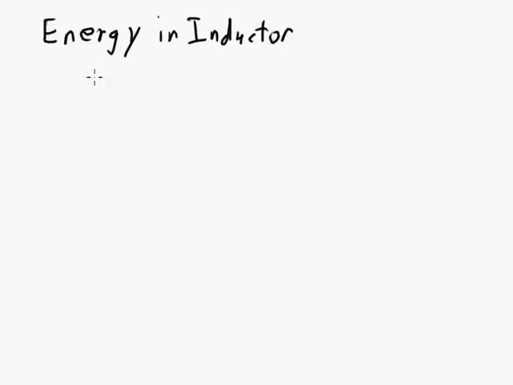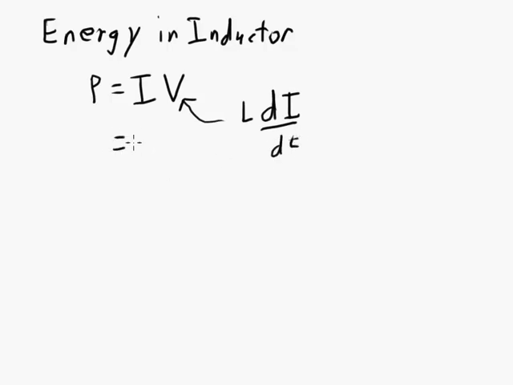And the way we're going to figure this out is to start off with looking at what power is. And in general, in electrical circuits, power is equal to current times voltage. And remember that in an inductor, the voltage is equal to the inductance of the inductor times the rate of change of the current. So power is going to be equal to I times L times the rate of change of the current.